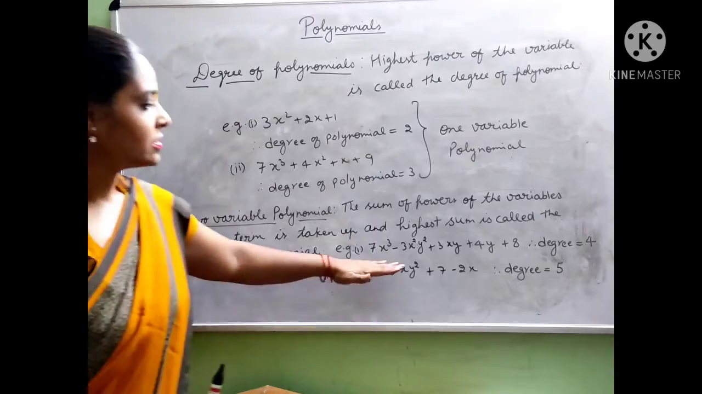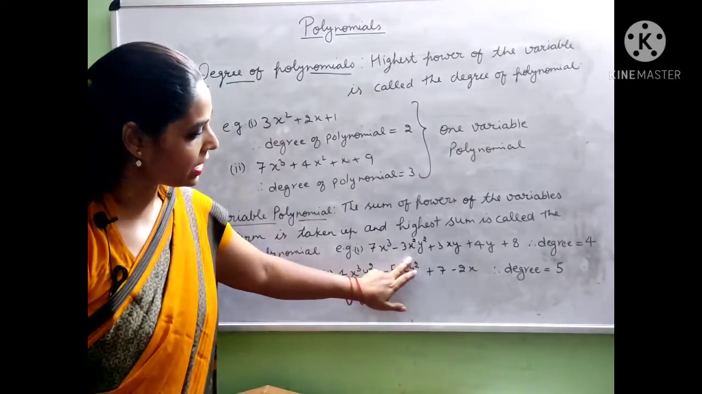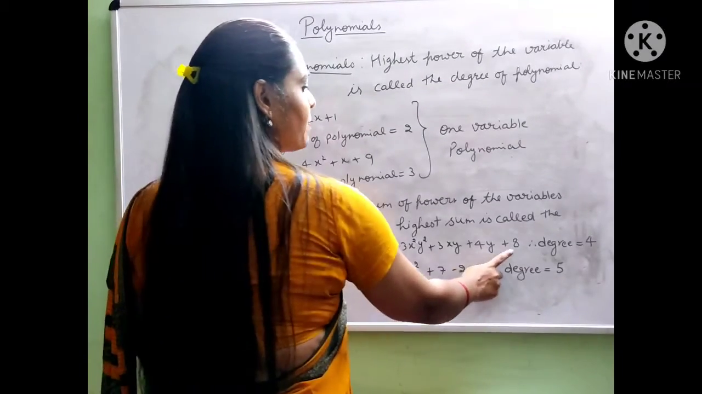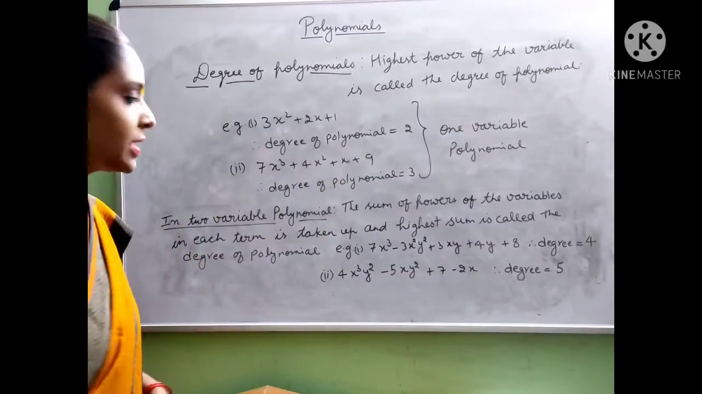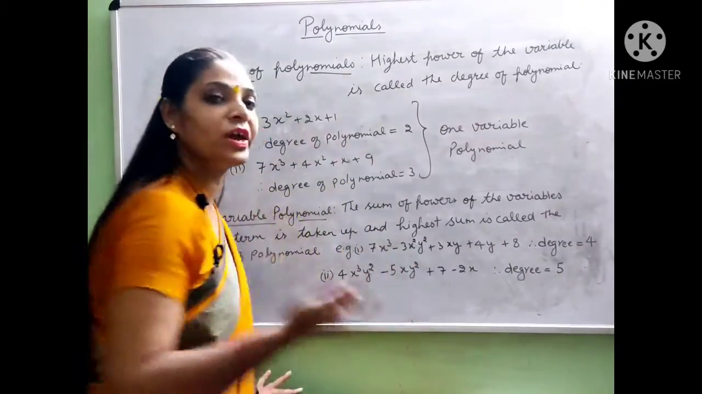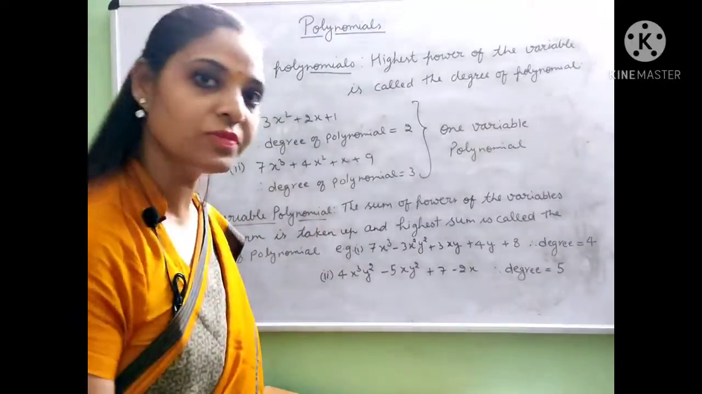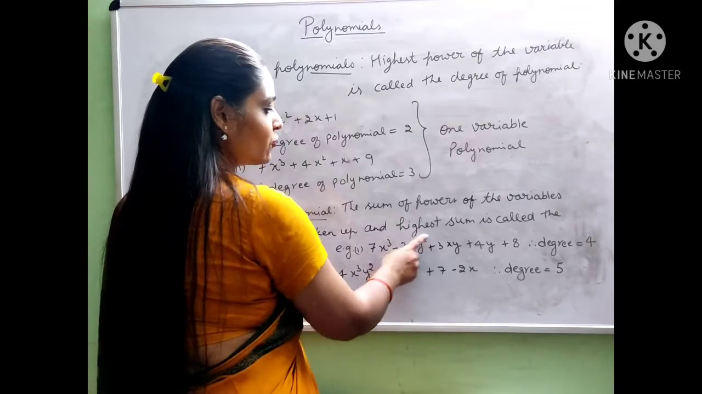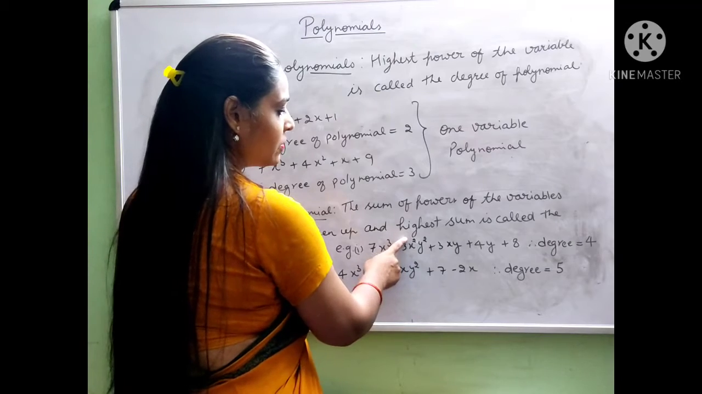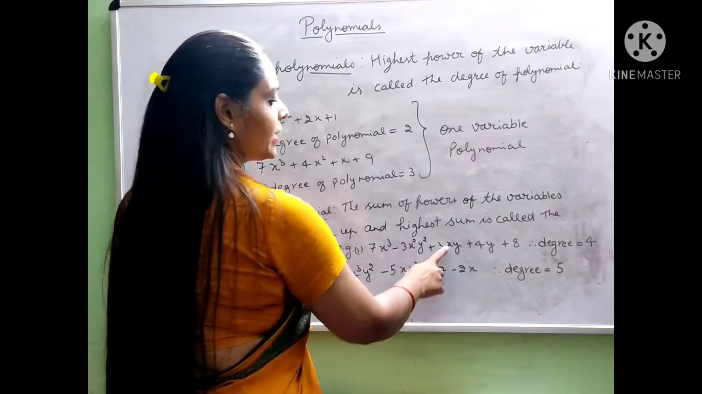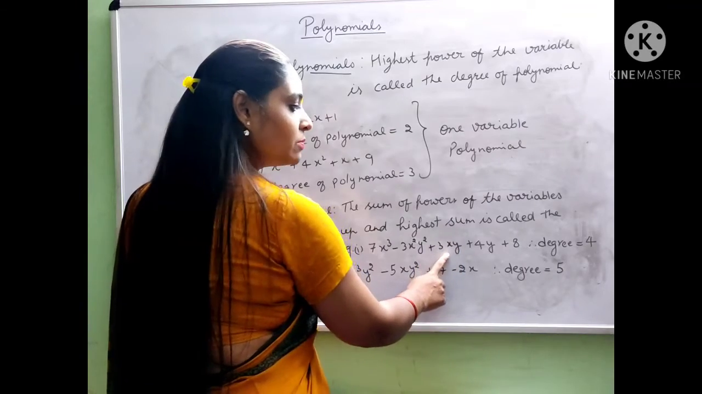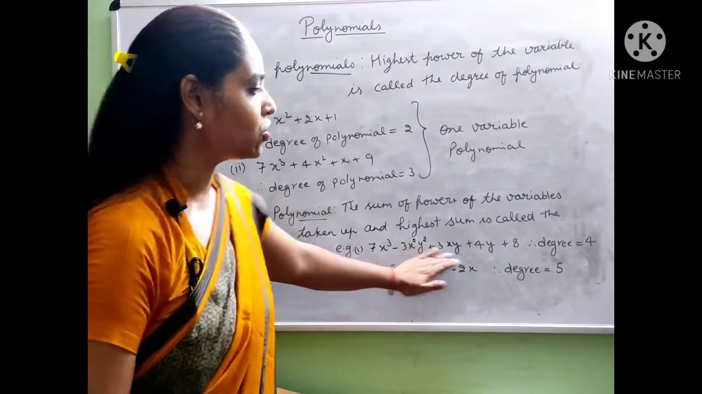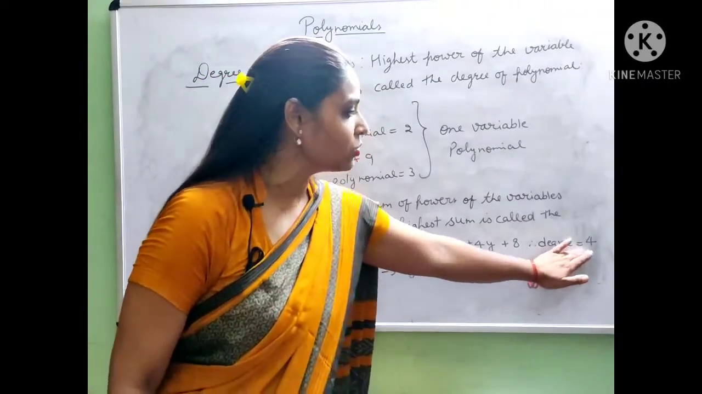For example, 7x cube minus 3x square y square plus 3xy plus 4y plus 8. Here we have two variables, one is x, second is y. So we have to check the addition of the powers of the variables. Here only one variable has power 3. Here are two variables, so we add the powers of both: 2 plus 2 is equal to 4. Here x and y have power 1 each, so it becomes 2, and here it is only 1. So what is the highest number? We have got 4. So the degree of this polynomial is equal to 4.